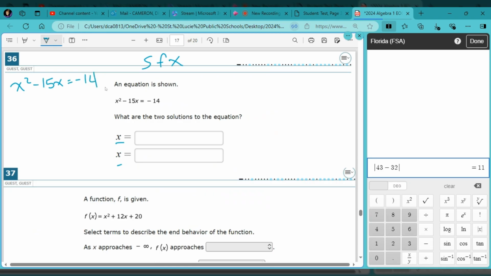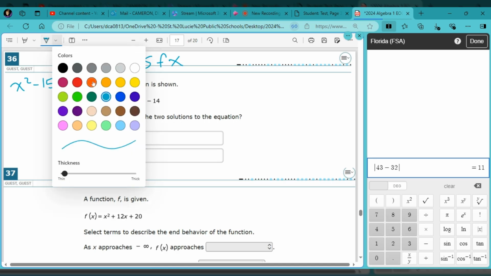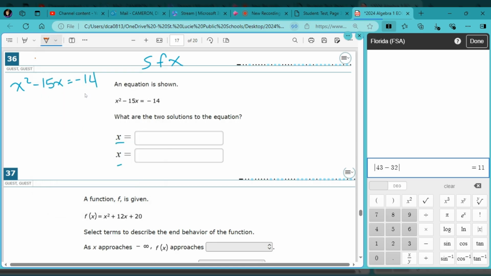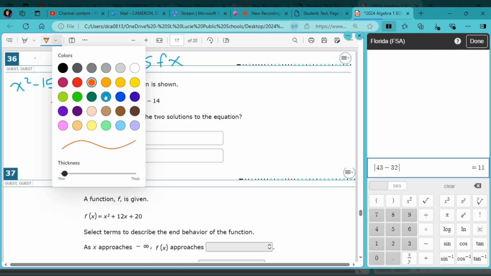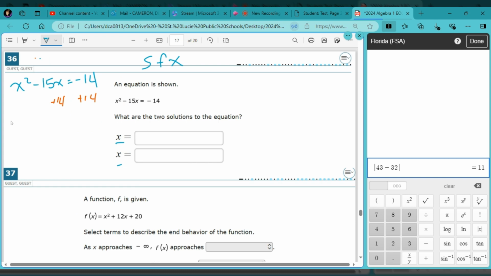And I would love to combine like terms, but we don't have any. So I'm just going to get everything to one side of the equal sign so I can get a 0. So let's add 14 to both sides to give us x squared minus 15x plus 14 equals 0.